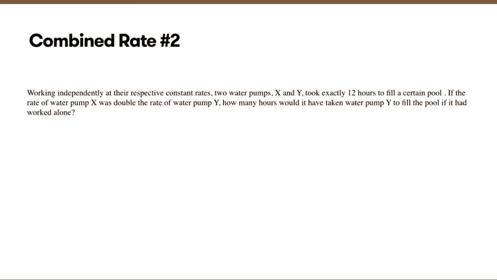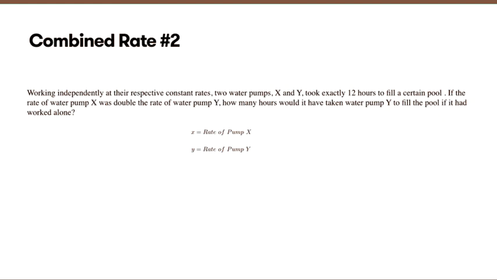Now let's look at another example of a combined rate question. Notice in this question, we do not have the individual rates of the pumps, whereas in the previous question, we did have the individual rates. We were told Bob and Jack's individual rates and wanted to get a combined rate. Here, since we don't know their individual rates, we're going to have to assign variables. We'll let X equal the rate of pump X, and we'll let Y equal the rate of pump Y.